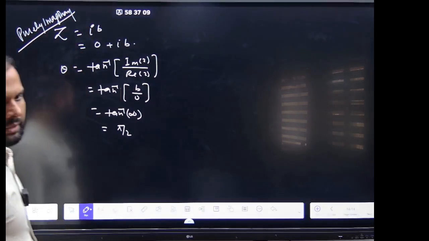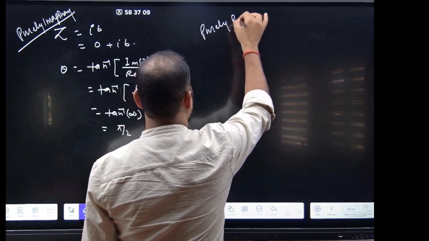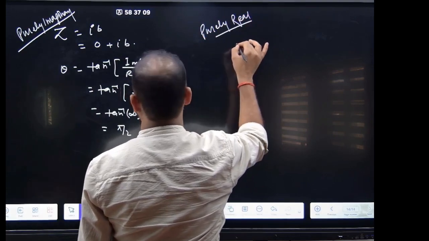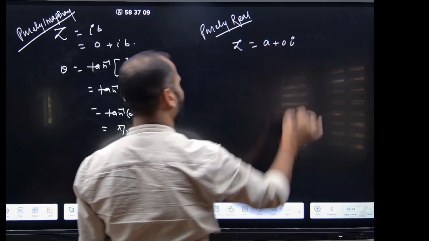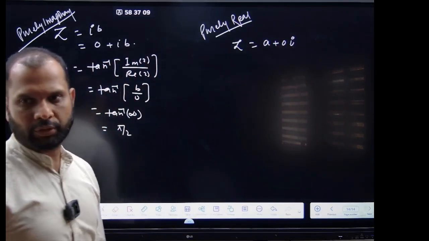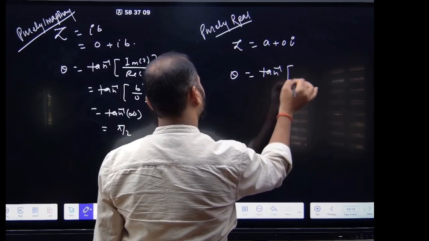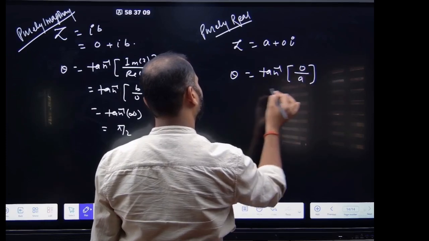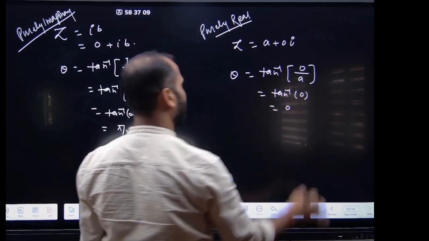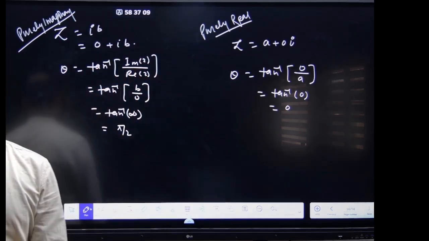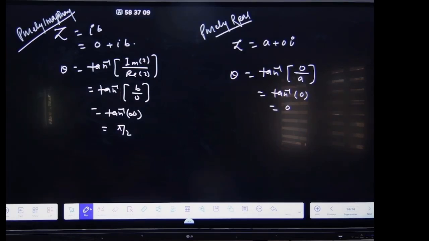Yes or no? Now I will write purely real. Purely real. So how much is the Z? Z will be, let it be like this, a plus 0 iota. Iota term will not be there, so 0 iota I can write. So theta will be how much? Tan inverse of imaginary by a. 0 by a is nothing but tan inverse 0. How much will it be? The angle will be 0. Correct? So it is lying on the x axis. So purely real, purely imaginary.